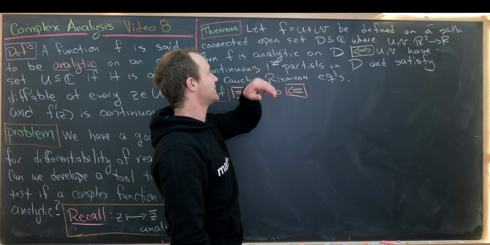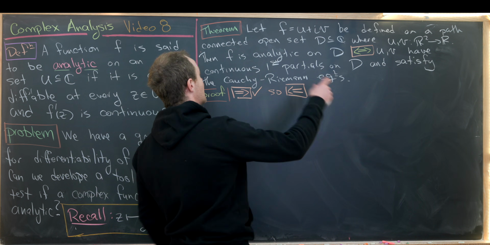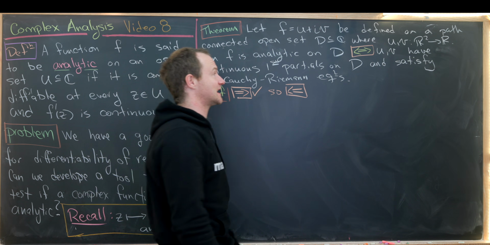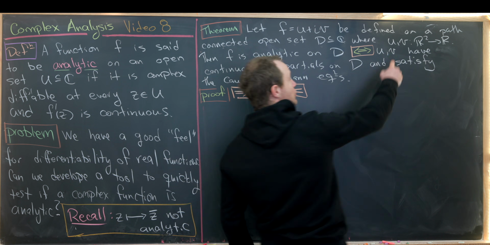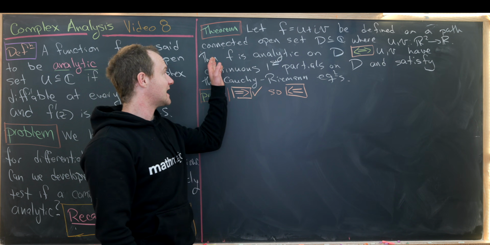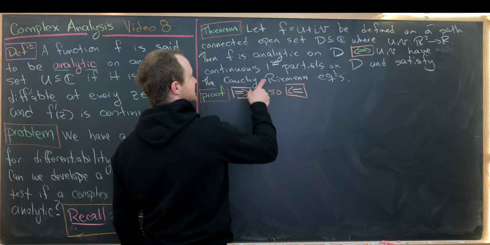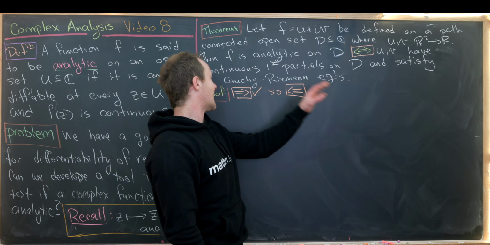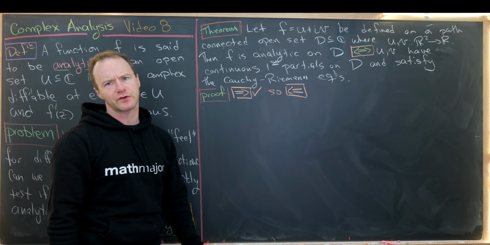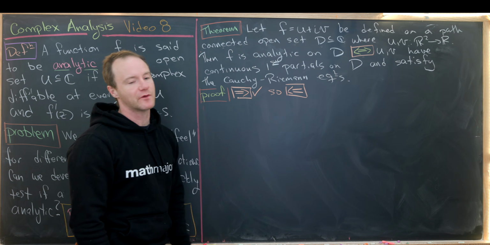So let's let f equal u plus iv, a function defined on a path-connected open set D, which is a subset of C, where u and v are both functions from R2 to R. Then f is analytic on D if and only if u and v have continuous first partials on D and satisfy the Cauchy-Riemann equations. We just got done proving the forward direction as our exploration. So all we need to do is prove the reverse direction.